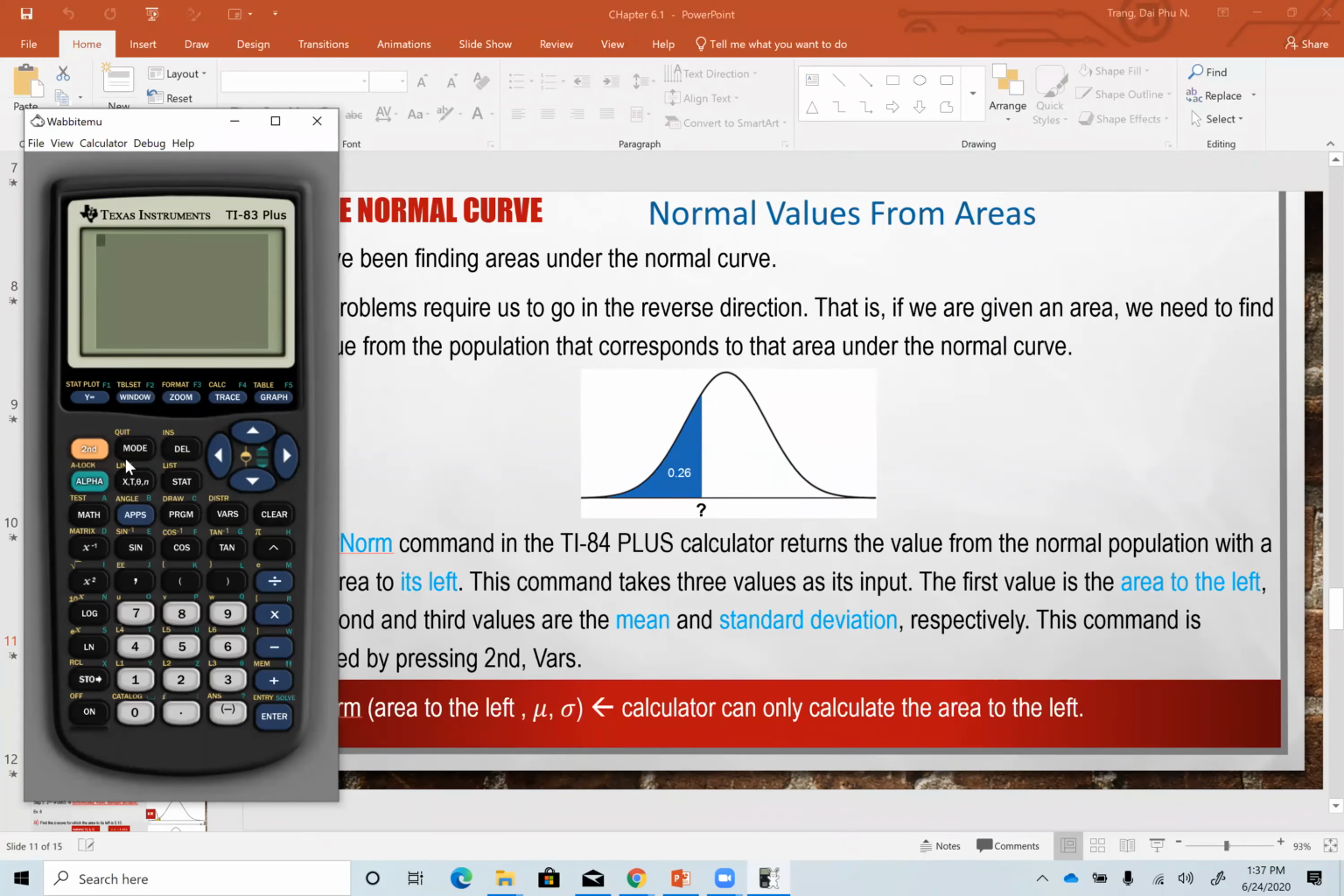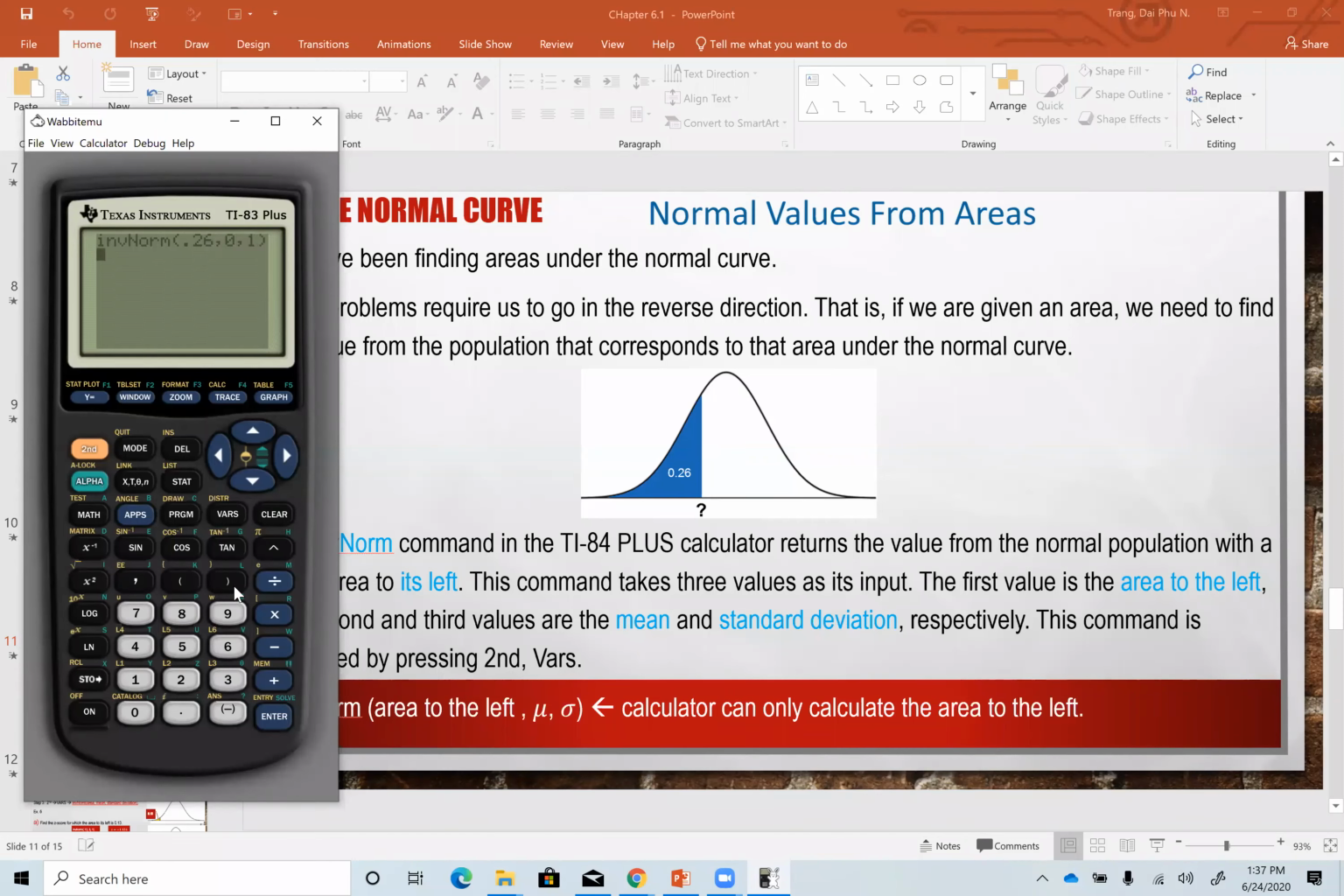So again, how do we do this? We hit second var, and instead of using normal, we tell the calculator to do the inverse norm, INV norm. Looking at this, what is the area to the left? The area to the left they give us is 0.26. Reminder, your area will always be a decimal. Don't give it 26%. If it's 26%, it's 0.26. What is my mean? My mean is 0 and my standard deviation is 1.